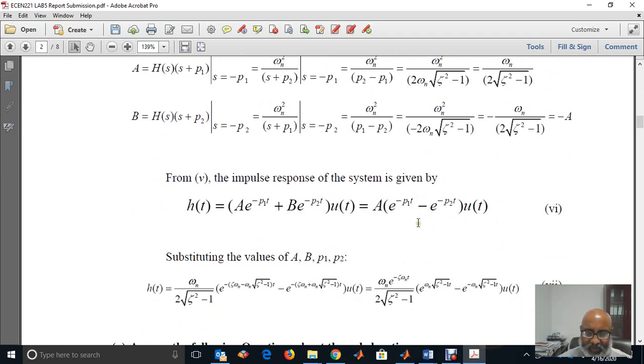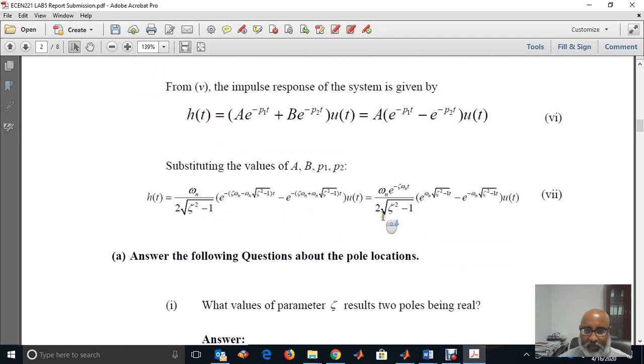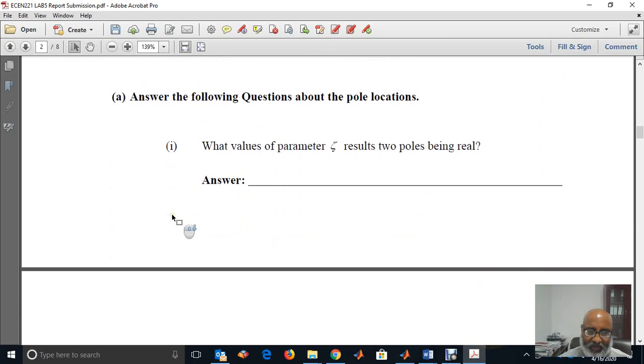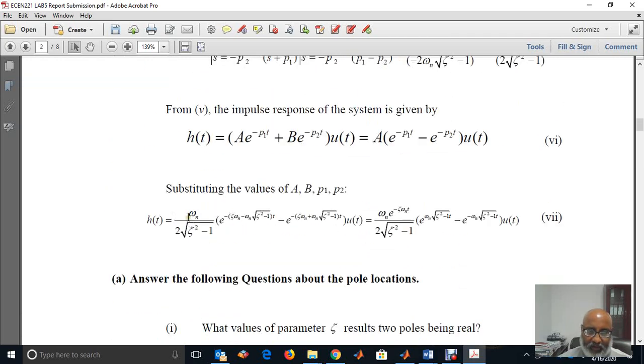So what is the impulse response? Of course, when we study a causal system, it means a system with a region of convergence to the right. So I will have A e to the power of minus P1 t, plus B e to the power of minus P2 t, everything times u of t. And if I put in the P1 and P2, I will get this kind of expression. Now this impulse response h of t can have different forms that we will see below.